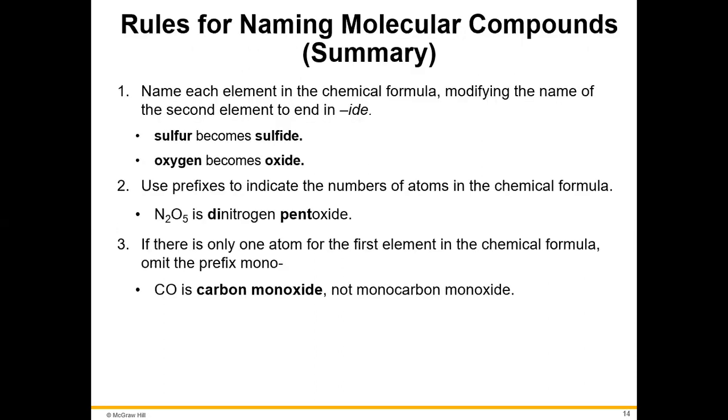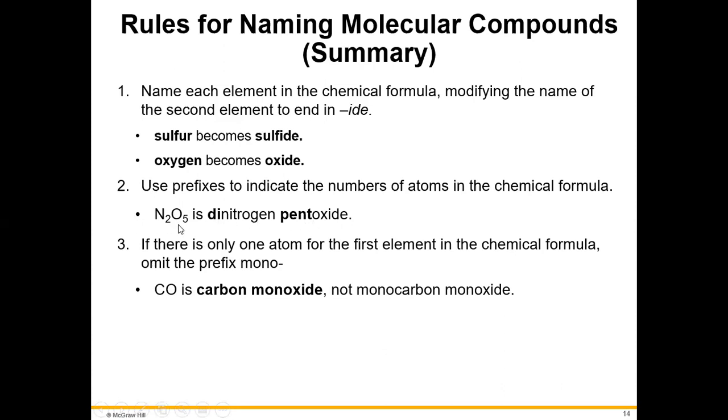But here's just kind of a summary of what you do. You look at the formula and it tells you how many are there, right? So 2 means di, and then you use your periodic table. N stands for nitrogen. So it would be dinitrogen. And then 5 means pent from your prefix chart. And this is, use your periodic table. O means oxygen. So this is dinitrogen pentoxide.